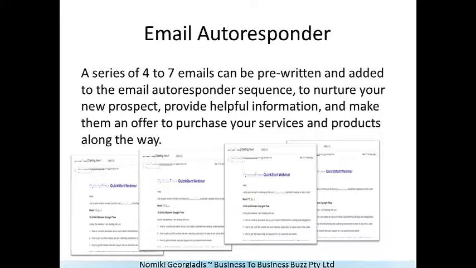In your email autoresponder, ideally you'll have a series of 4 to 7 emails that should be pre-written and added into your email autoresponder sequence. This is to nurture your new prospect, provide helpful information, and then make them an offer to purchase your services and products along the way. There's a whole strategy behind it. There are whole copywriting secrets and formulas as to the best way to structure these emails, but I'm just giving you the overview for now.